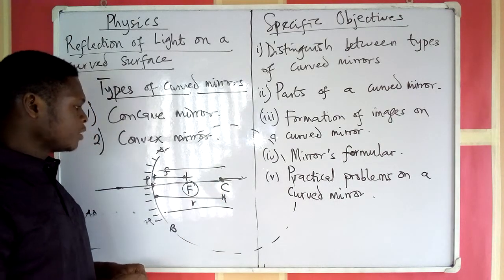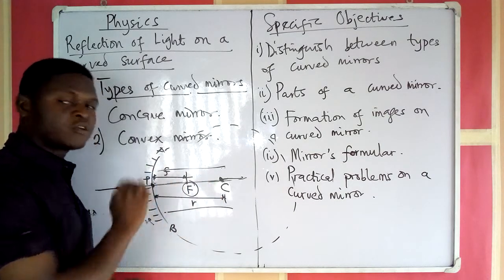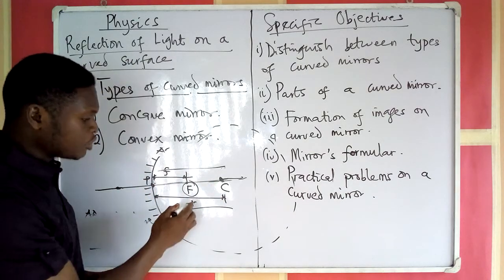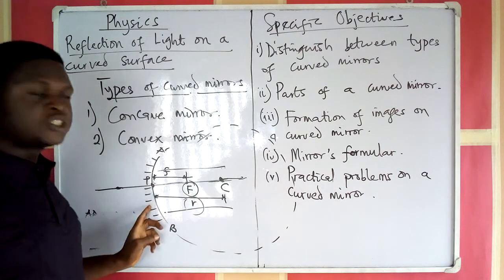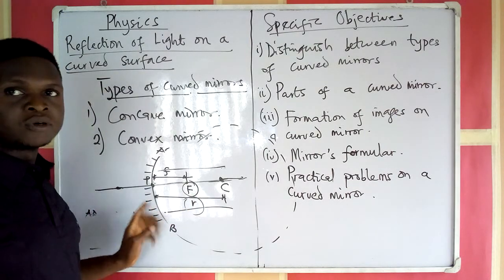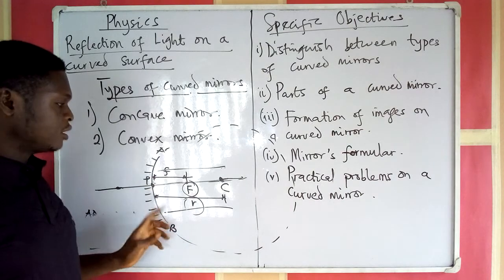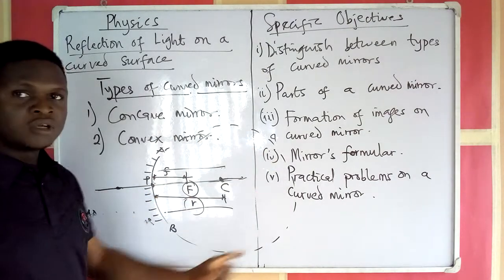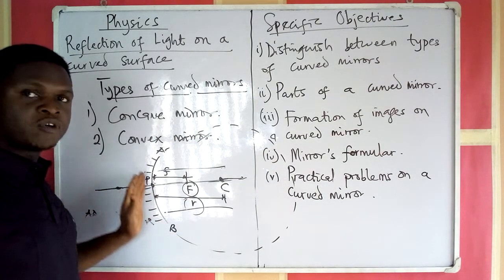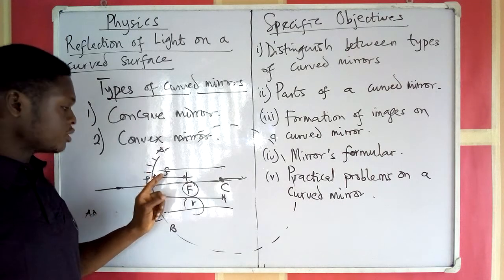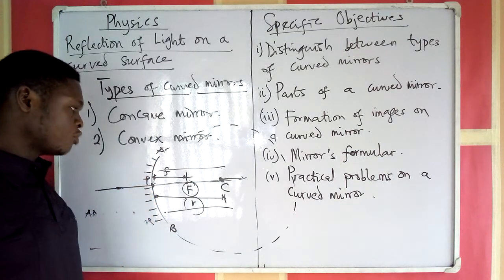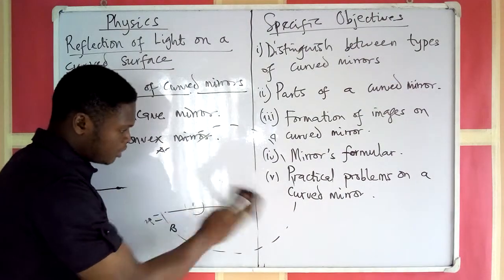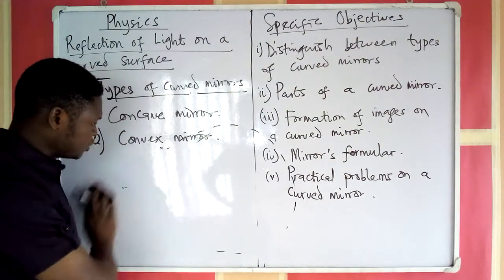Now, what is the radius of curvature? The radius of curvature R is the radius of the circle of which this particular mirror forms a part. Remember that this mirror was cut from a circle.